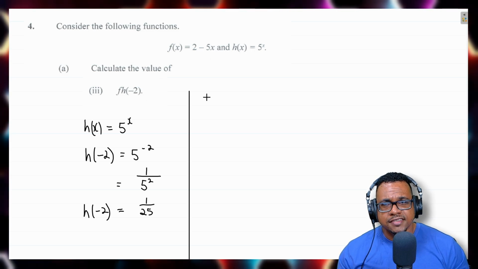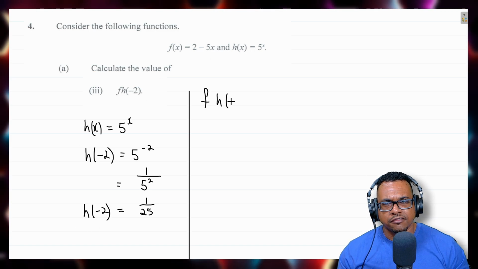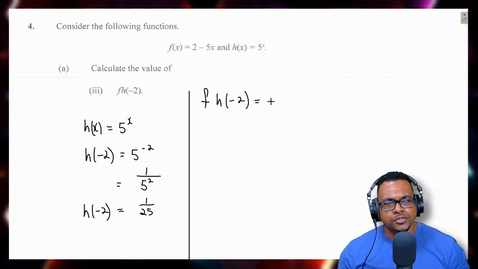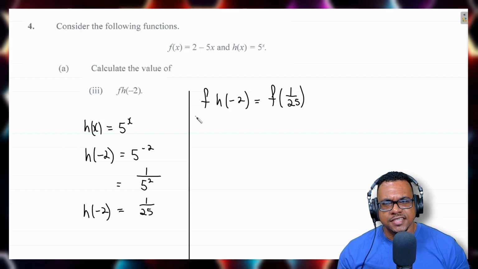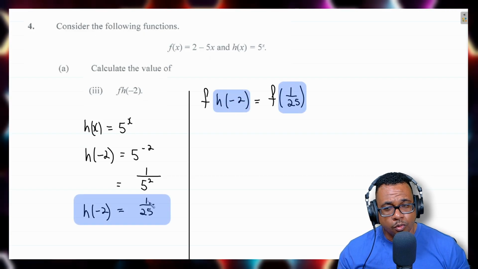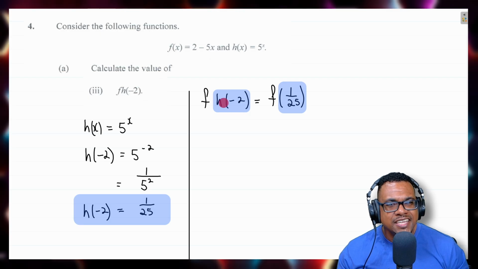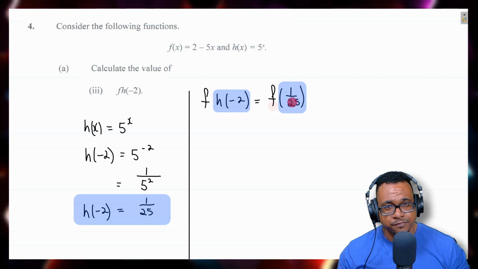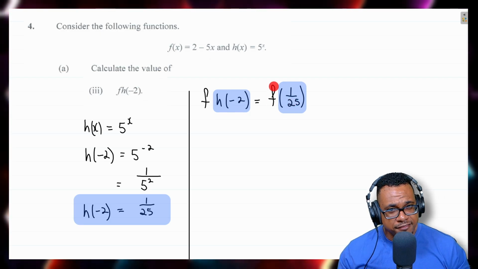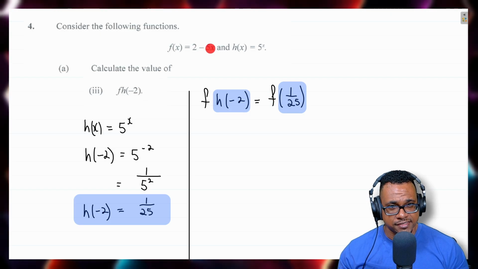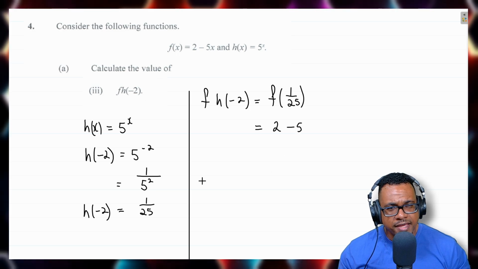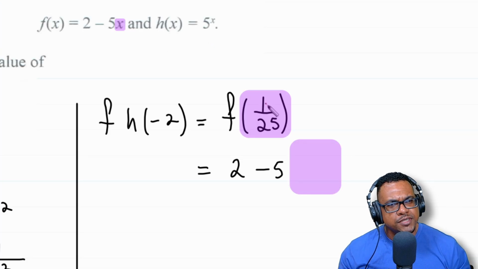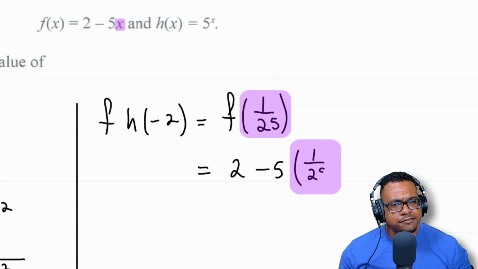So now if we want to get f h of negative 2, that'll be equal to f of 1 over 25. And that's because the h of negative 2 worked out to be 1 over 25. So I'm replacing the h of negative 2 with this 1 over 25. So now we have to look at the function f, which is 2 take away 5x. So this will be equal to 2 take away 5 multiplied by x, and I'm replacing the x with this 1 over 25. So 1 over 25.